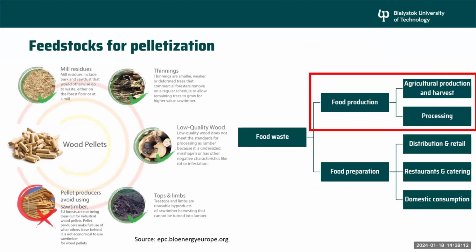However, an alternative to produce pellets is the food sector, actually food waste. And what I'm interested in is the food production waste, which covers the agricultural production and harvest, and also food processing, as these wastes are hard to dispose, they're problematic, but they still remain as a source of carbon. So we are all the time looking for a way to make the food production more sustainable and more circular.